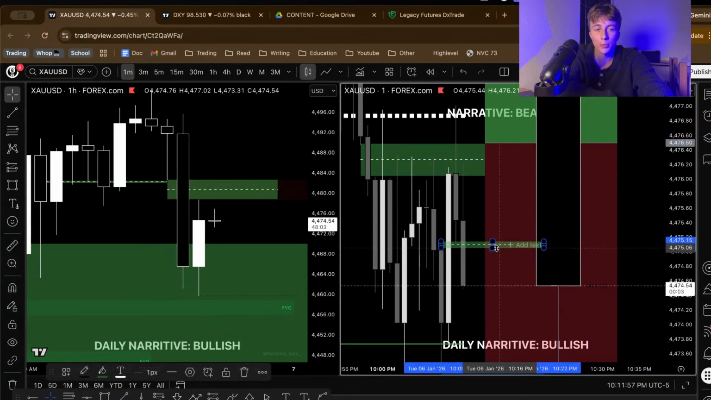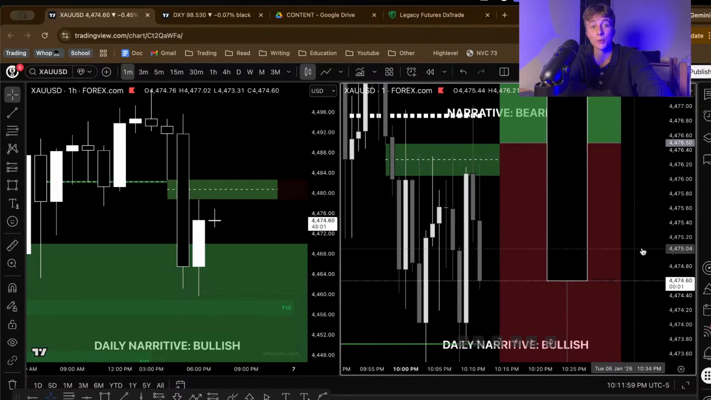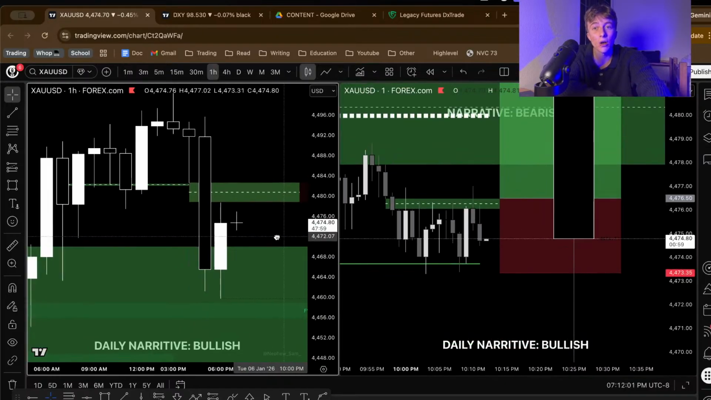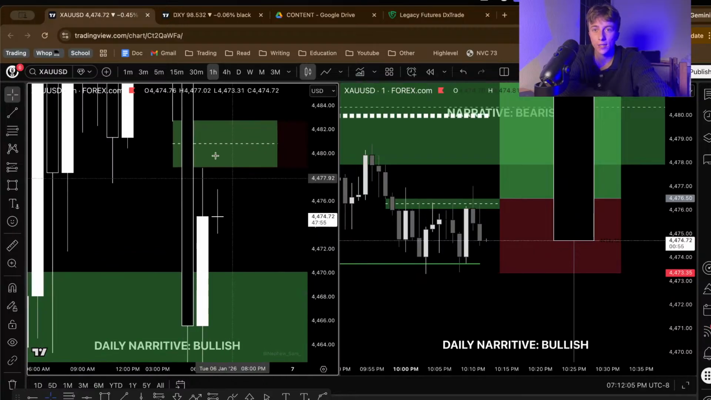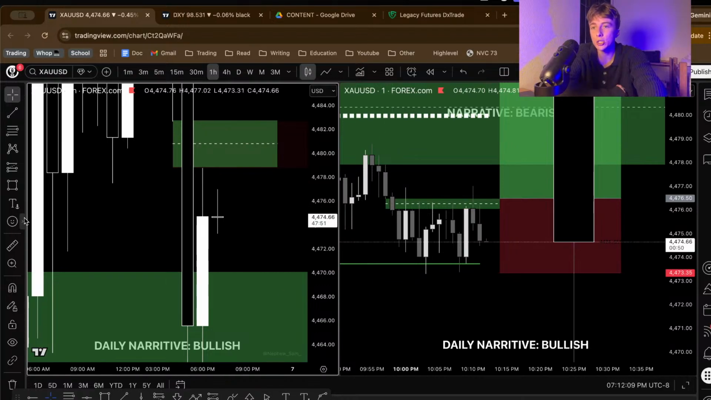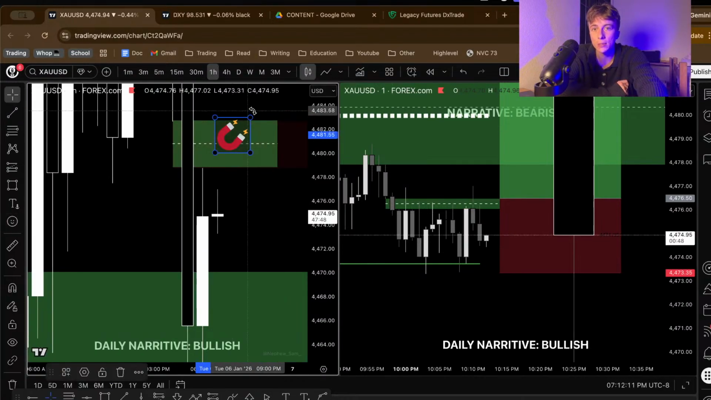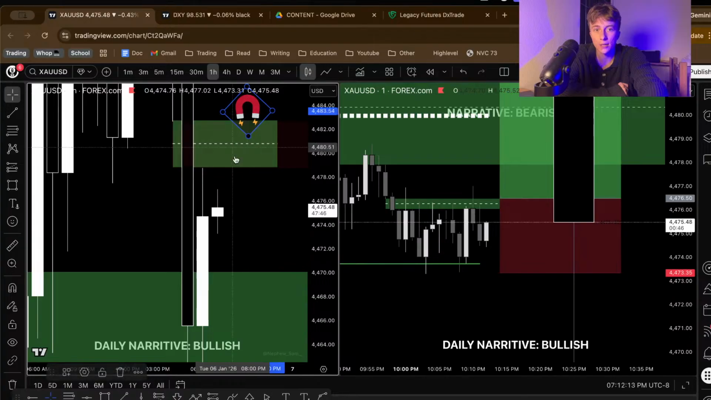So once this manipulation leg is done, I'm going in longs, guys, and this is gonna be a nice long. There's no shot we're gonna run down without tapping into this 1 hour gap. We can literally just use it as a magnet right here as our TP. It's gonna go there.